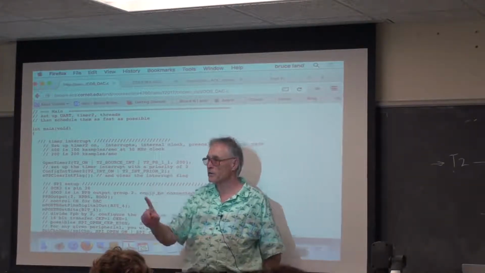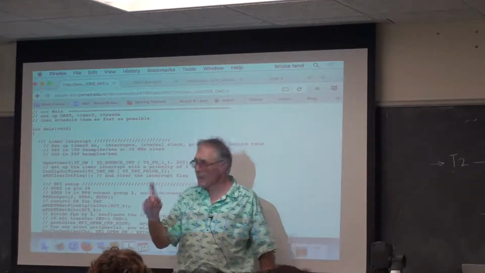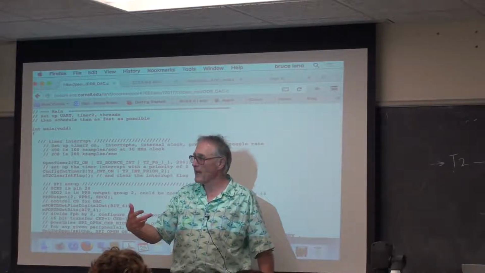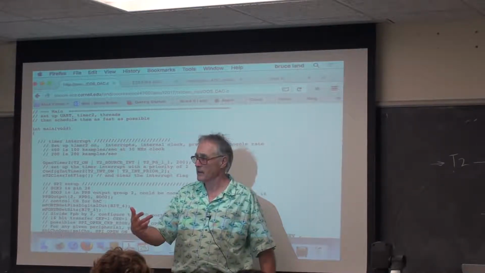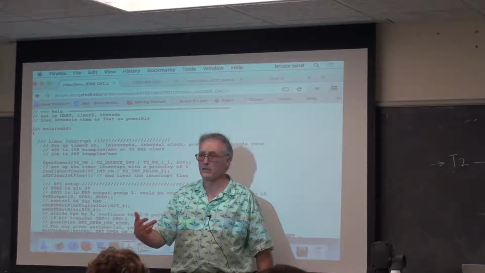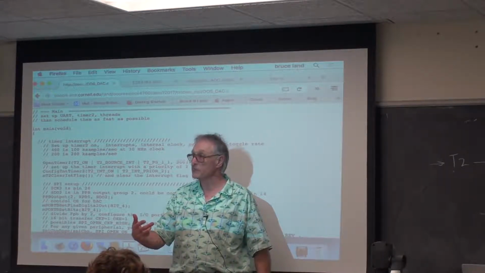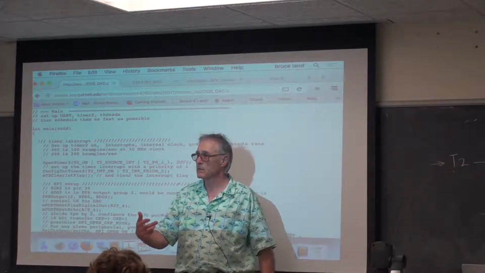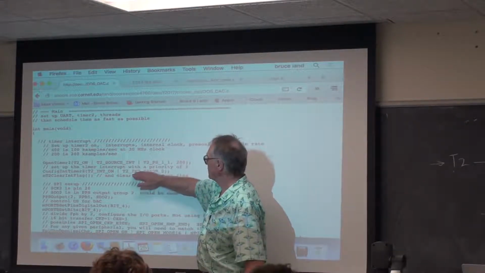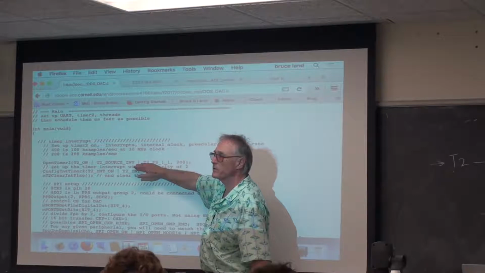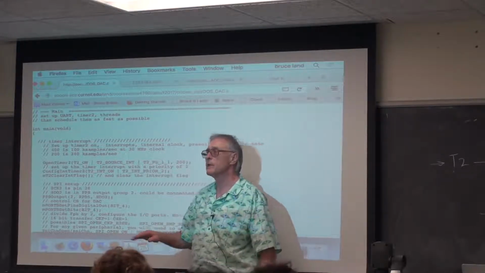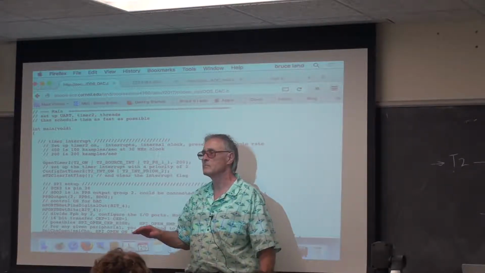Because if you configure the interrupt, then the interrupt handler will notice the flag and take an interrupt. And if you don't have an interrupt service routine written, the default interrupt service routine is reset. So you don't configure the interrupt, you merely turn on the timer.